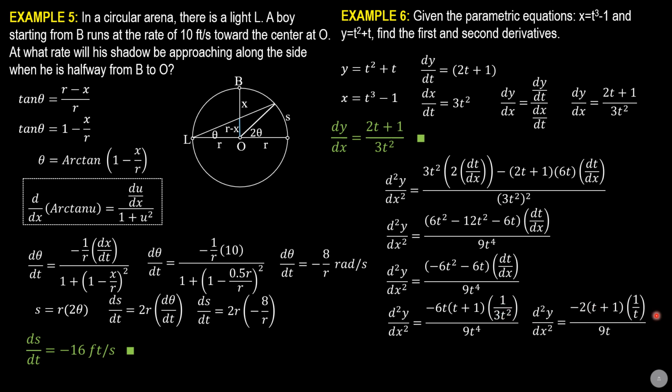So that's it. Then simplifying further, we have the second derivative of y with respect to x equals negative 2 quantity t plus 1 all over 9t to the fifth. So that's for that problem.